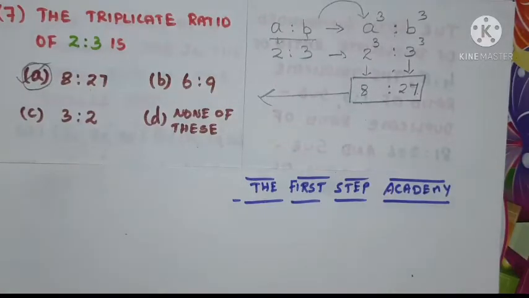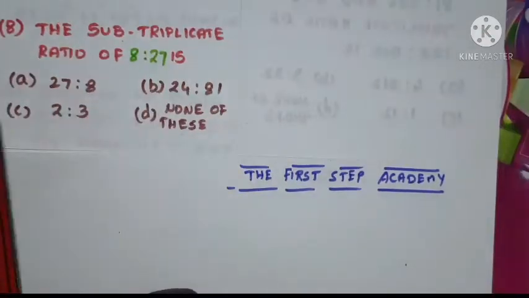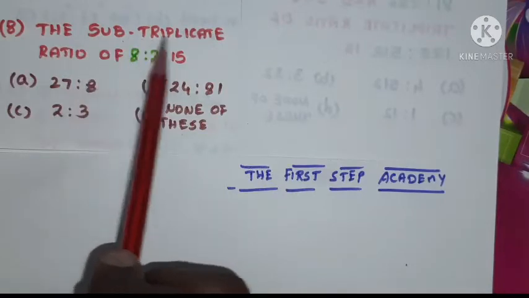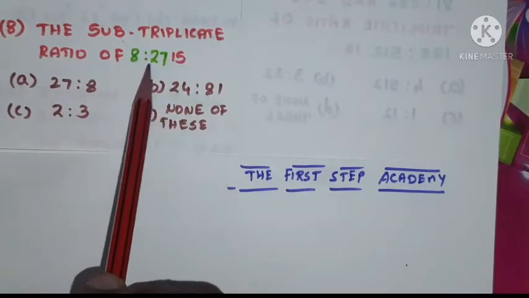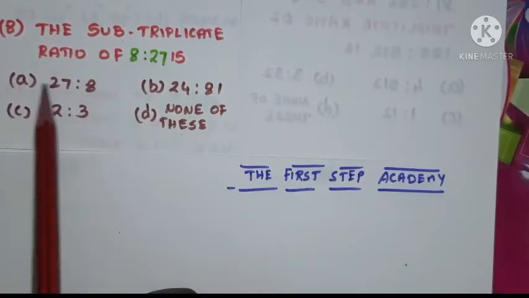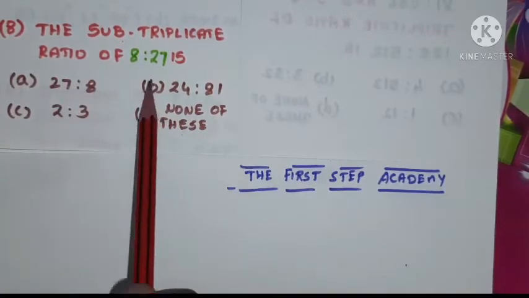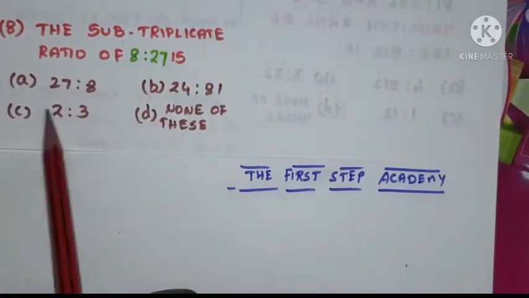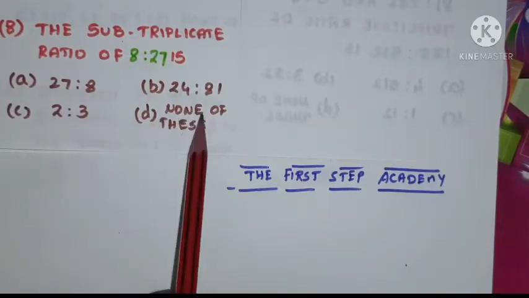Fine. We'll go to the eighth one. The eighth problem is the sub-triplicate ratio of 8 is to 27. Options are option A 27 is to 8, option B 24 is to 81, option C 2 is to 3, option D none of these.